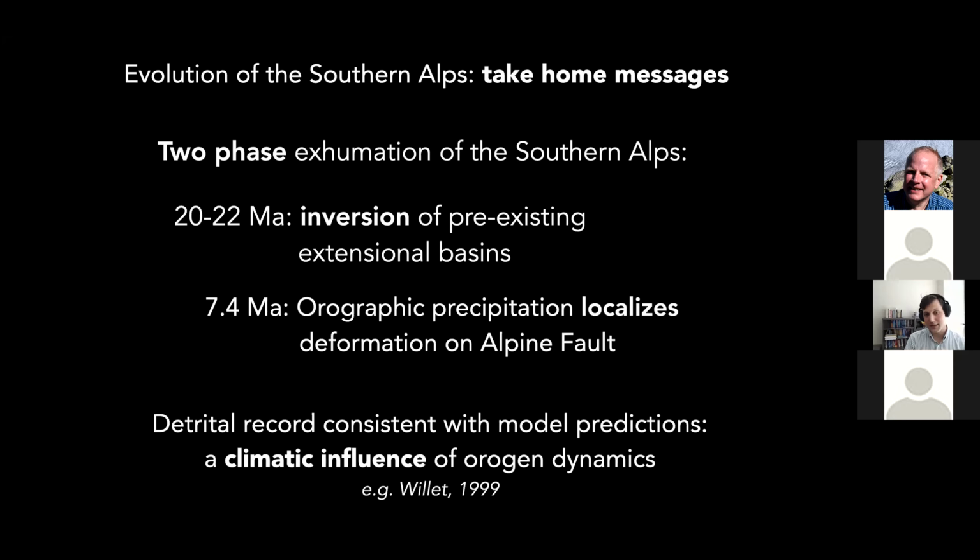If it is true that that is coincident with the development of orographic precipitation, then the temporal record and the spatial record of exhumation of this orogen are consistent with the original model that suggests a climatic influence on orogen structure and dynamics, originally proposed in 1999. So I would argue that both of these records, in fact, do support that.